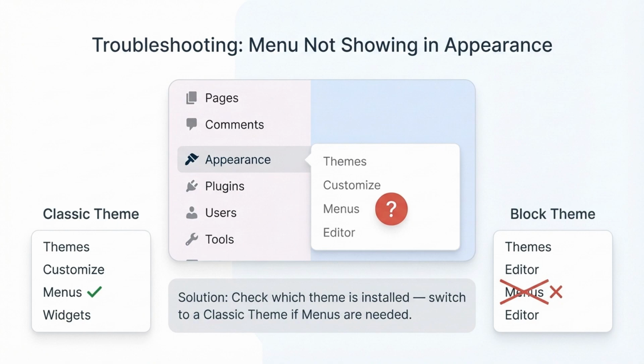If you're not seeing the menus option, check which theme you have installed. If it's a block theme and you need the classic menu functionality, you'll need to switch to a classic theme to get that option back.